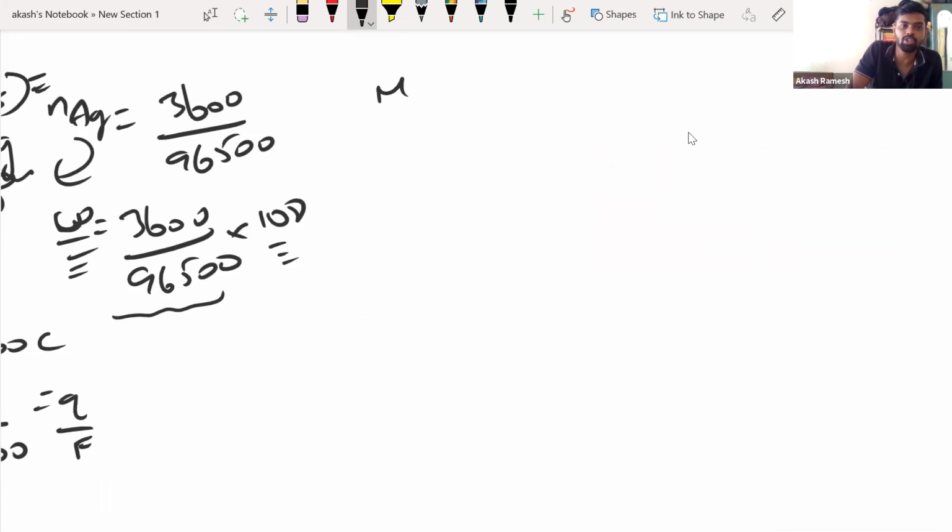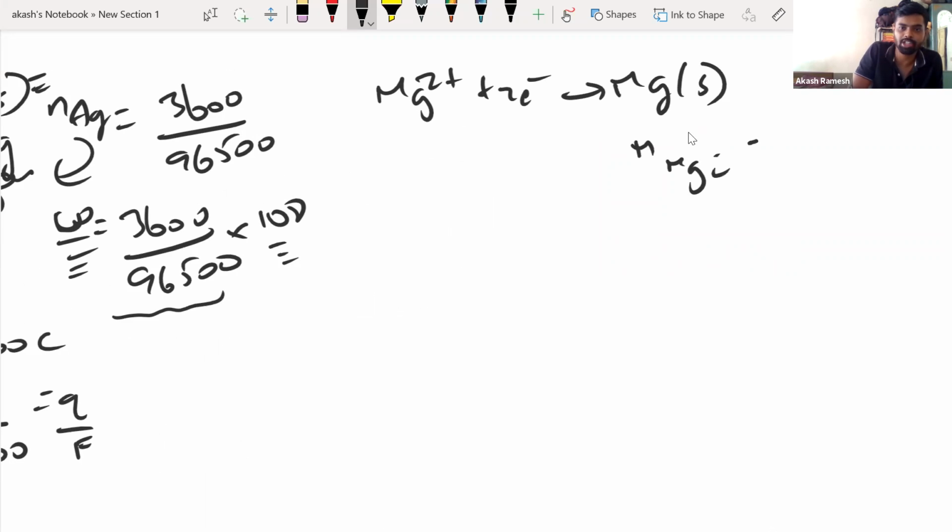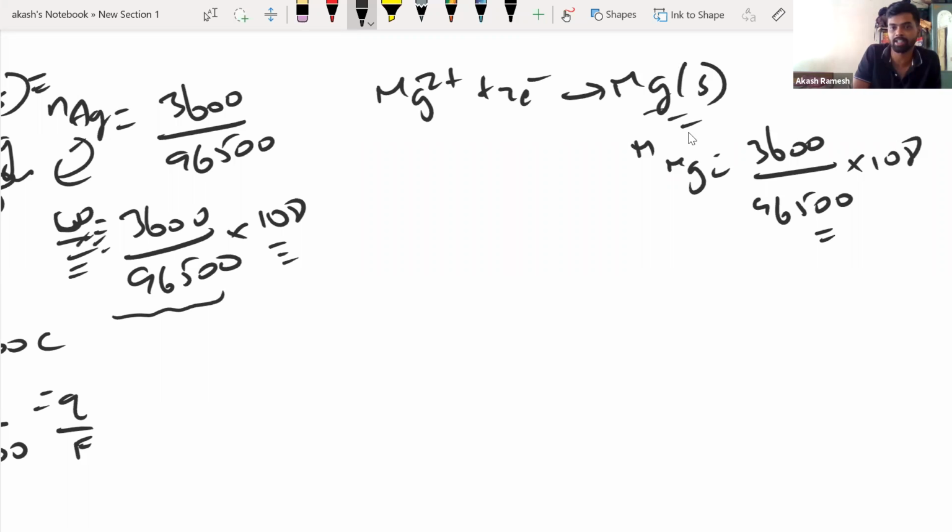Moving on to Mg. Mg2+ will accept 2 electrons to form Mg solid. Now I know the mass of Mg deposited. The mass of Mg deposited is 3600 divided by 96,500 into 108, because in the question they have told us that the same W grams deposited for Ag is deposited for Mg also. So we know the W value, so we know the mass of Mg deposited.